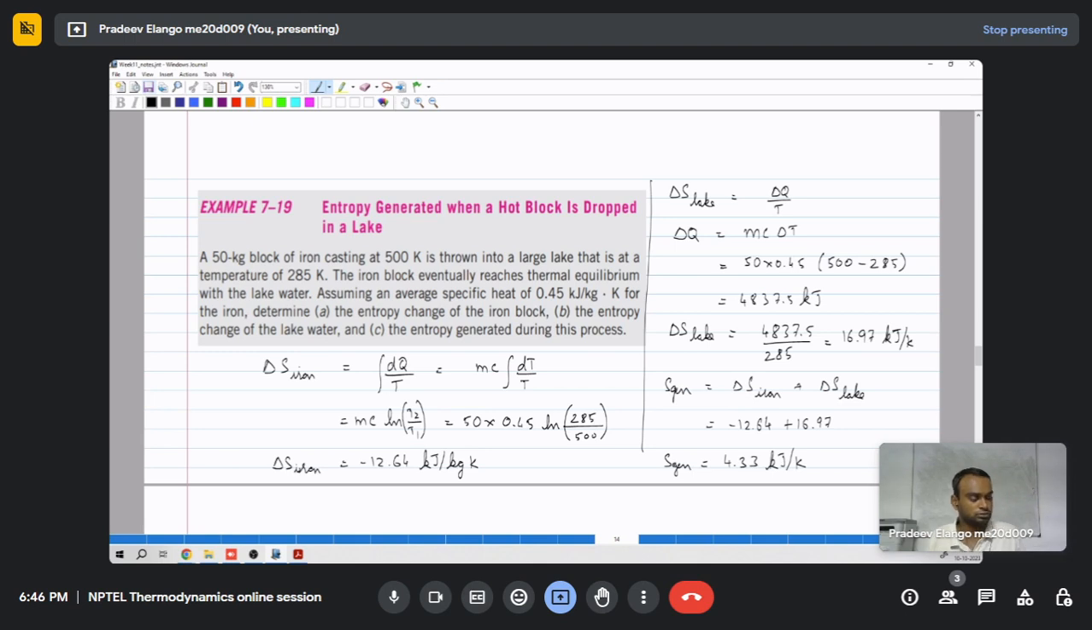Sir, what does minus indicate in entropy? Minus indicates the entropy has come down for the system. I couldn't hear you properly. So negative indicates that this is S2 minus S1, or S final minus S initial, right? So the final entropy of the iron block is lesser than the initial entropy, because it has transferred its entropy to the surrounding, or the lake in this case.